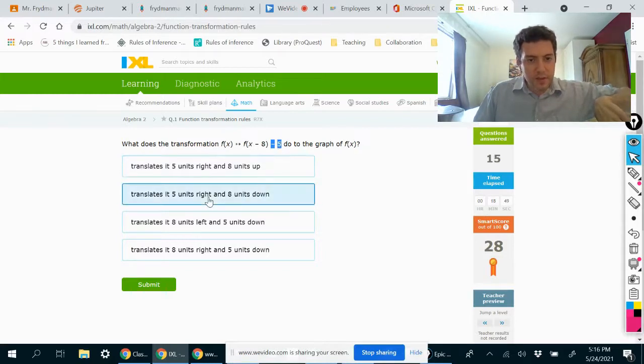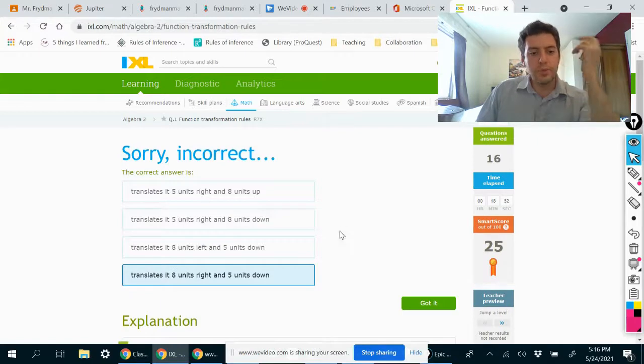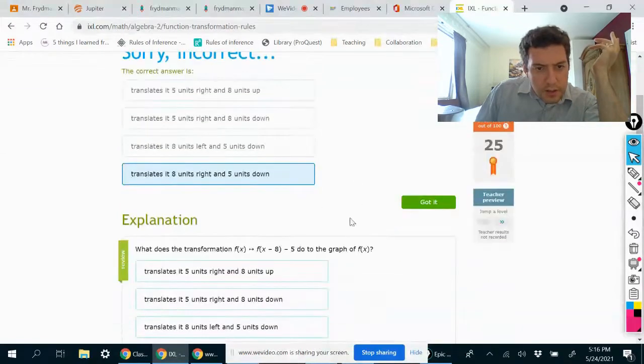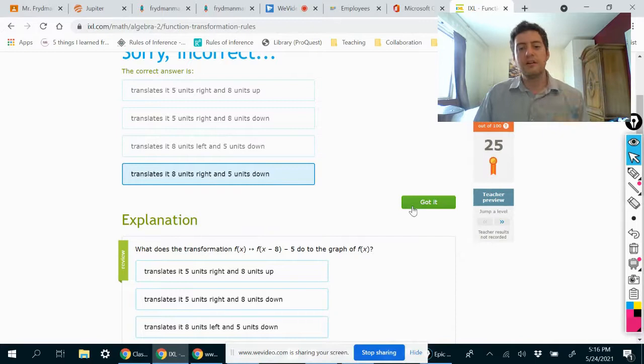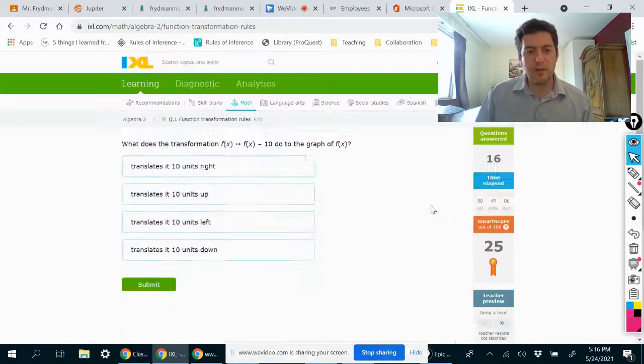Let's see. So this one, okay. Oh, 8 units. What did I pick? Oh, whoops. I picked 5 units to the right. Yeah, it's 8 units to the right and 5 units down. So pay attention. That is what I was saying, but I clicked on the wrong one.